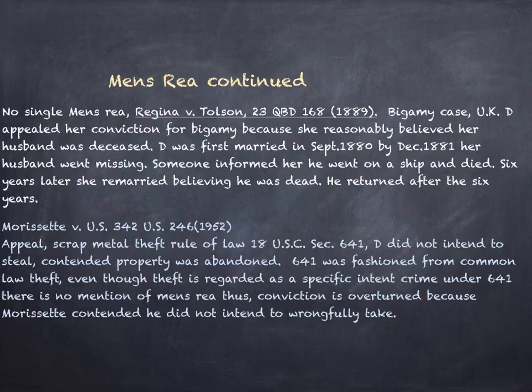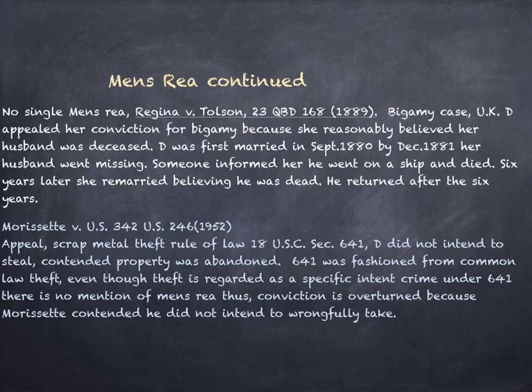Now, Morissette versus United States was a federal case. A guy was on federal lands, and he was an avid outdoorsman. He saw heaps of metal on there, and he thought, hey, I can get some money for that garbage. And he sold it to a scrap metal dealer, and he was subsequently arrested for theft. And he was charged with stealing government property.